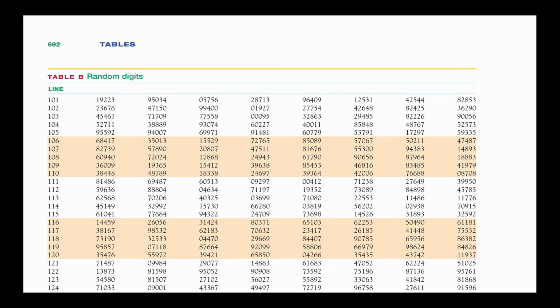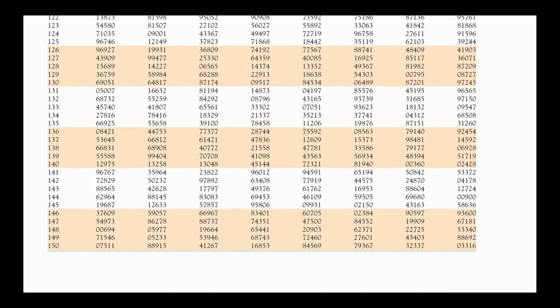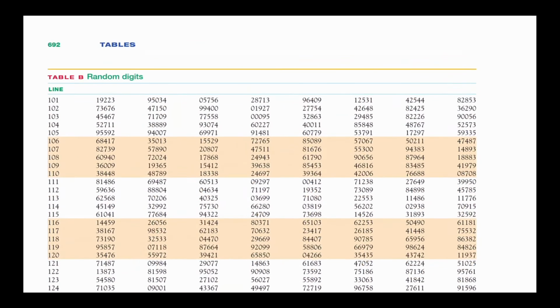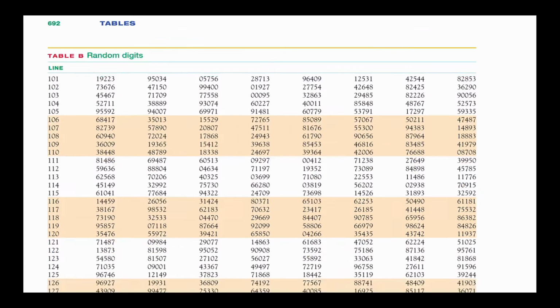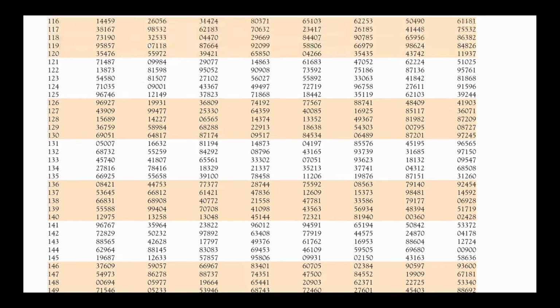Okay, this is a table of random digits. They have an algorithm where a computer just spits out random digits. So they put a bunch of them on a list. There are 50 lines. Each line has 5, 10, 15, 20, 25, 30, 35, 40 numbers. So 40 times 50, 2,000 numbers. Okay, 2,000 numbers in random order from 0 to 9.